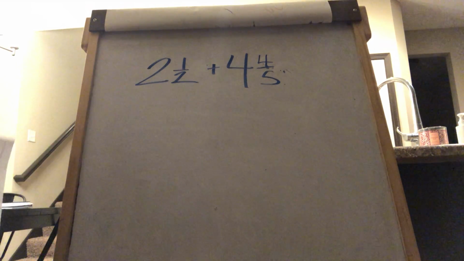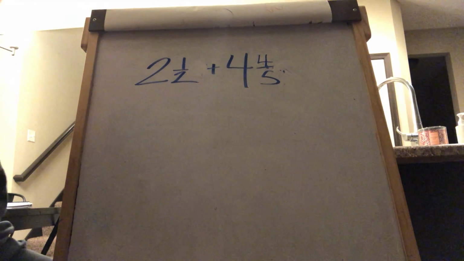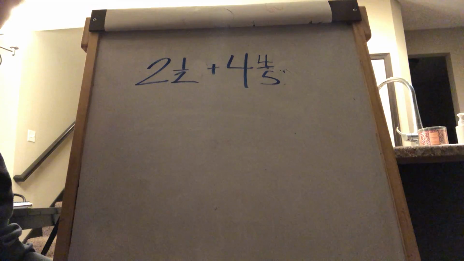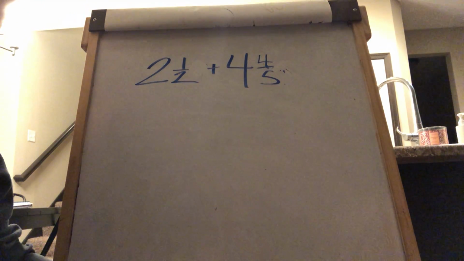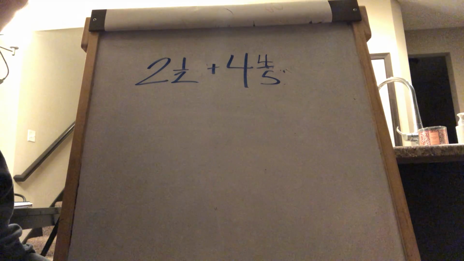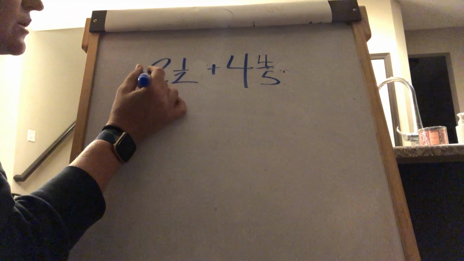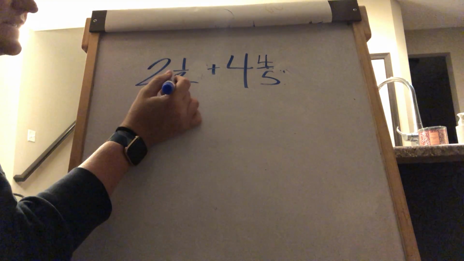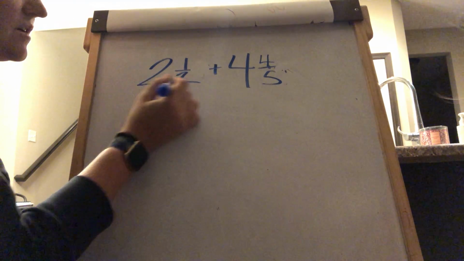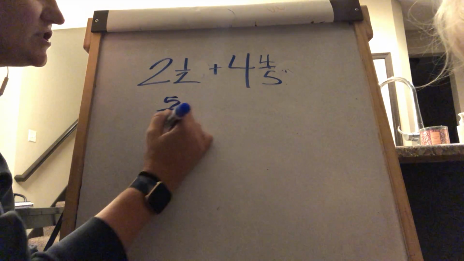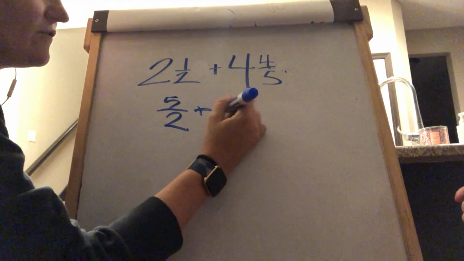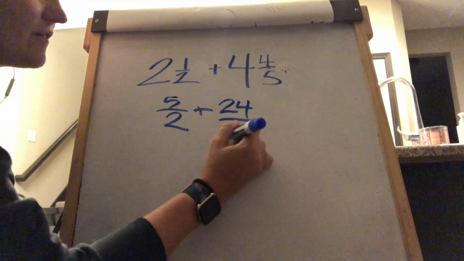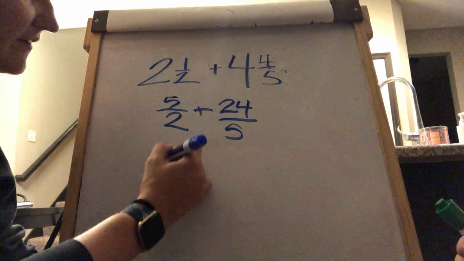I'm almost done. You can also change these to improper fractions first and then do your addition. I'm going to show you with the one with 4 4/5, so you can really tell the difference here. To do this, we do 2 times 2 plus 1, so we have 5/2 plus 24/5. Same thing, I need to find my common denominator.